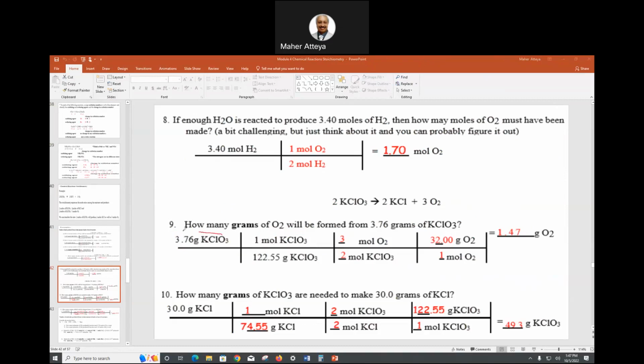So the grams divided by the molar mass. Here the molar mass cancels out per mole. Now the next step is to get not the numbers, just the units. Then you can come up here. You have how many grams of O2 will be formed. Then you go for the equation here. You look for how many grams of O2.